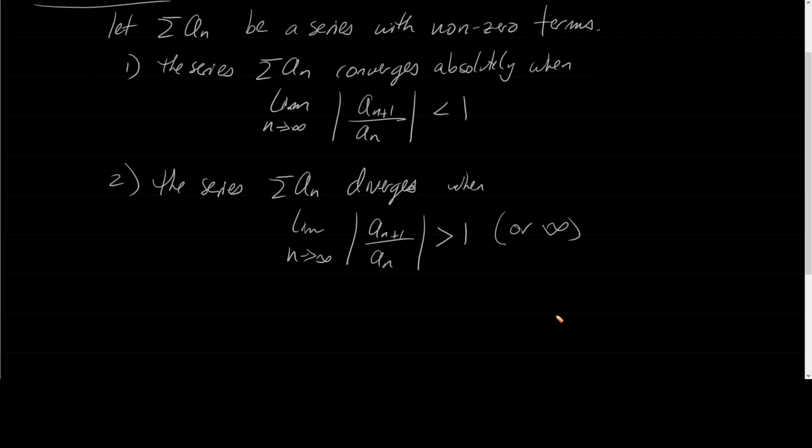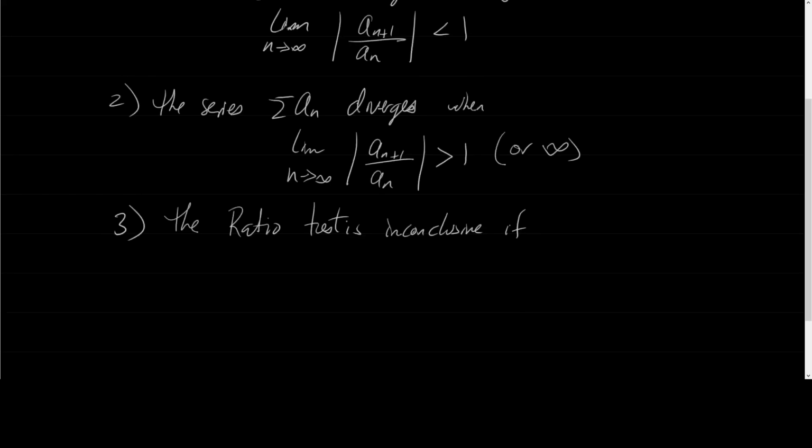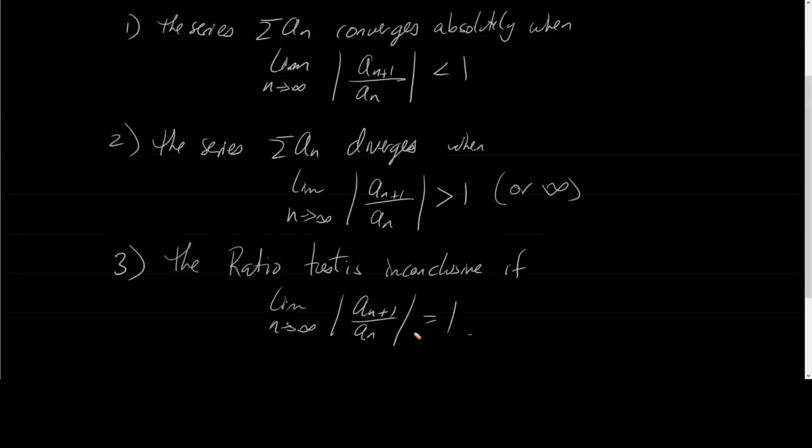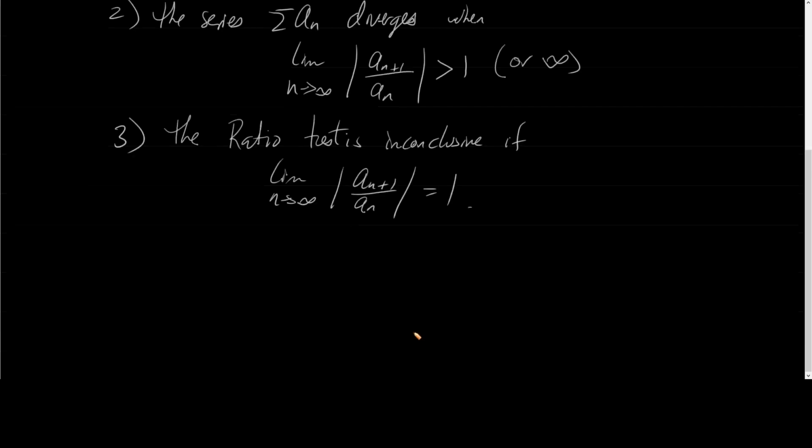But notice here that we said less than 1 and greater than 1. Well, it turns out that the ratio test is inconclusive if that limit is equal to 1. So if the limit as n goes to infinity of the absolute value of a sub n plus 1 over a sub n, that ratio, goes to 1, it's inconclusive. So we need to figure out a different way of doing things. Alright, so let's take a look at some examples.